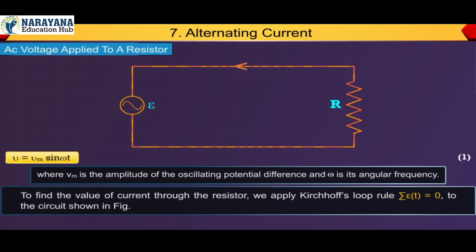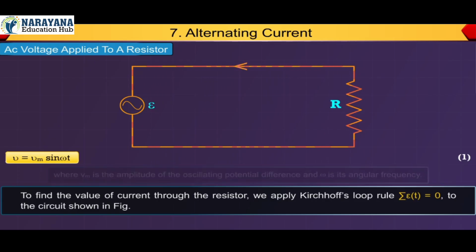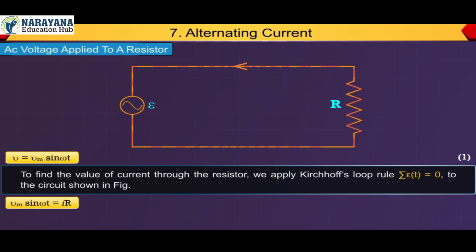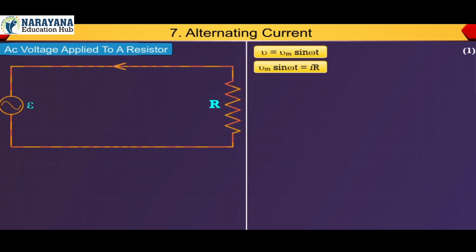To find the value of current through the resistor, we apply Kirchhoff's loop rule, summation of ε(t) equal to 0, to the circuit shown in the figure to get Vm sin ωt = IR, or I = (Vm/R) sin ωt.